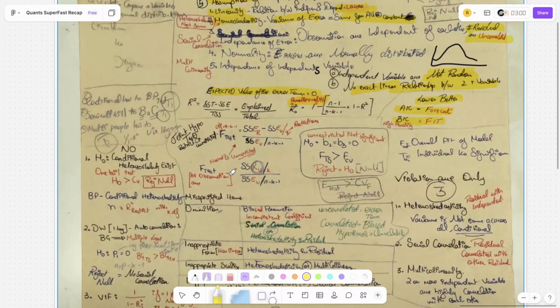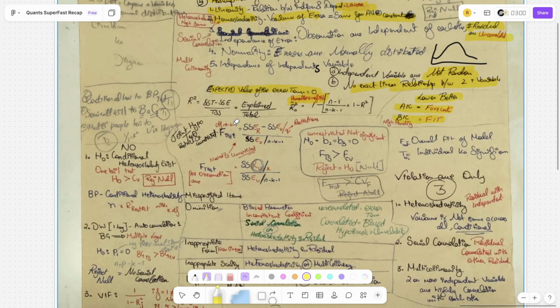Then we come to the joint hypothesis test. So there are the F test and T test. F test is for the whole regression model and T test is for the individual independent variables. So for the F test over here, the degrees of freedom is n minus k minus 1. So it is the sum of squared errors of the restricted model minus the sum of squared errors of the unrestricted model, divided by the number of restrictions. The whole thing divided by the sum of squared errors of the unrestricted model divided by n minus k minus 1.